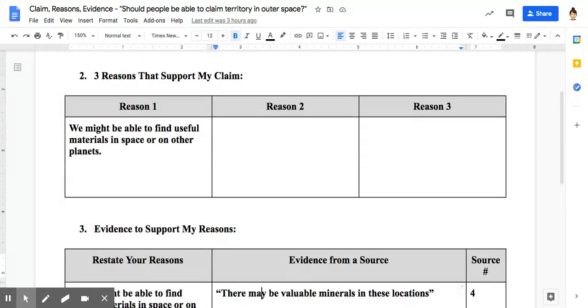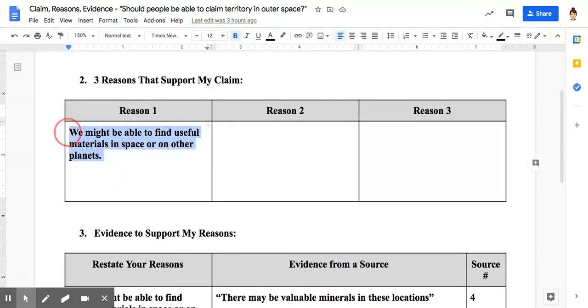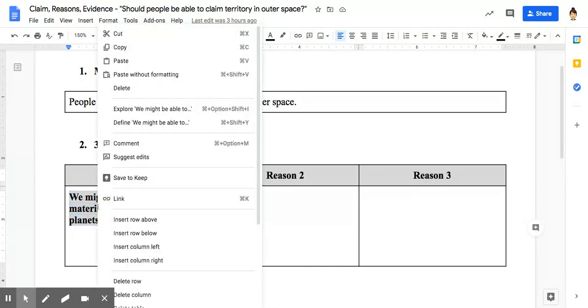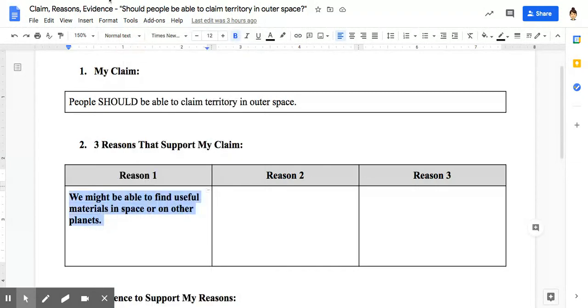All right, and I'm going to look at my first reason. So this first reason is going to become the point of my paragraph. Okay, so my reason that we should be able to claim territory in outer space is that we might be able to find useful materials in space or on other planets. So Mark, this is your reason that I'm still borrowing as a sample. Okay, so I'm going to go ahead and go over to my draft. Actually, I might just copy and paste this. And then I'm going to go back over to my draft.